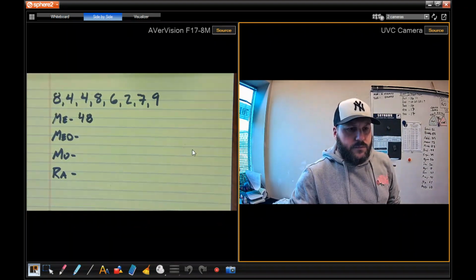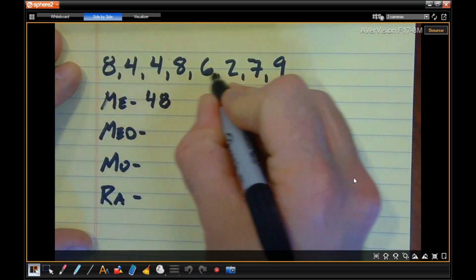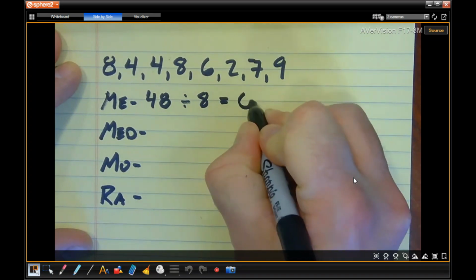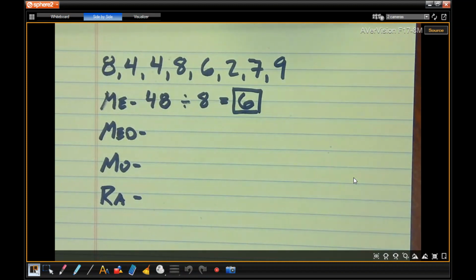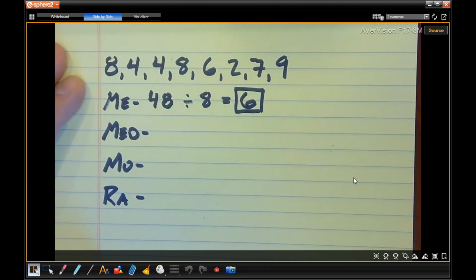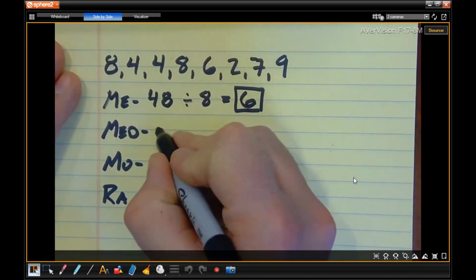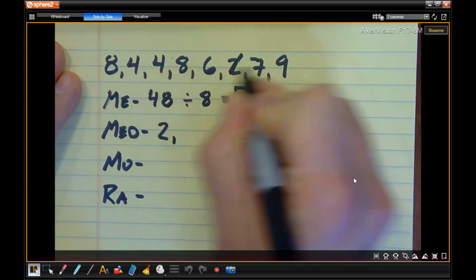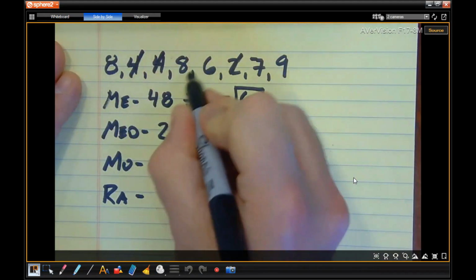I guess I can make this big for you guys. We have 1, 2, 3, 4, 5, 6, 7, 8 terms. 48 divided by 8 is 6. So our mean average for this value is 6. Now our median, we're going to have to write these in order, and I'm just going to cross them off as I go. We're going to start at the bottom, 2. Our next largest, we have a couple 4s here, 4 and 4. Then we have a 6.